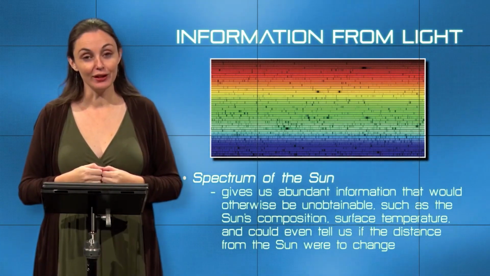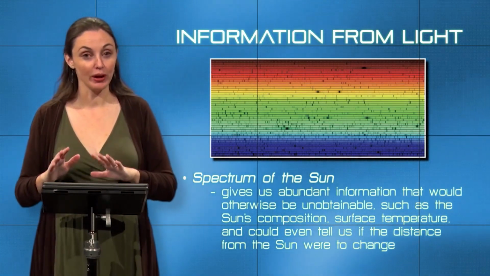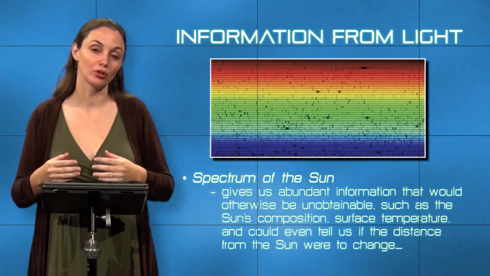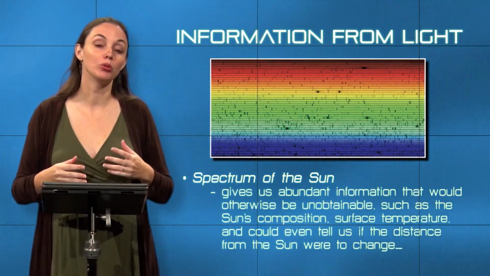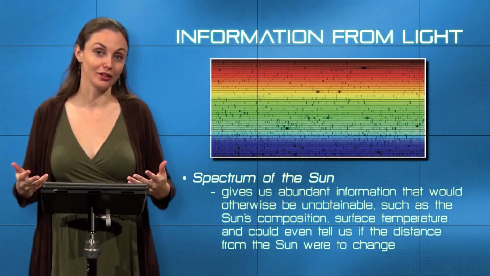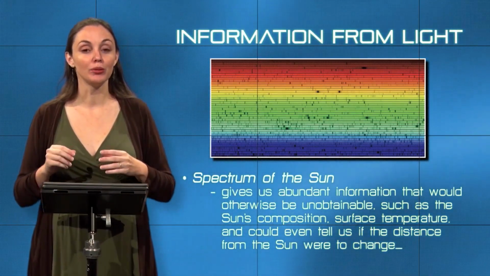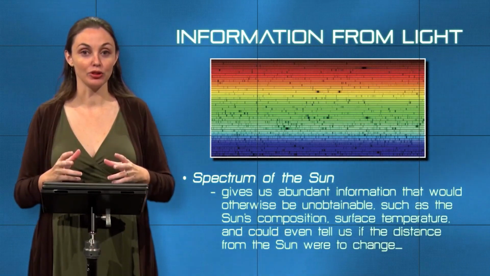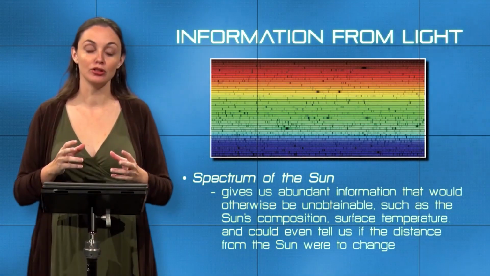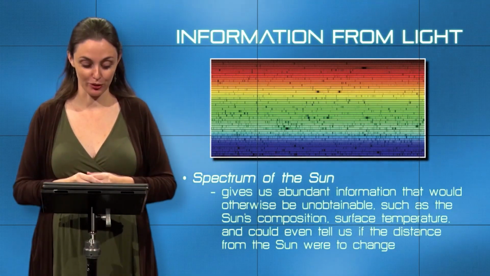We could even determine from an object's spectrum whether that object is moving towards us or away from us, which is sort of a moot point for the sun because we're in orbit around it. It's not going to really shift in position. So that's all of the information that we'll be able to determine about an object, and it mainly goes back to those emission and absorption line parts of the spectrum.